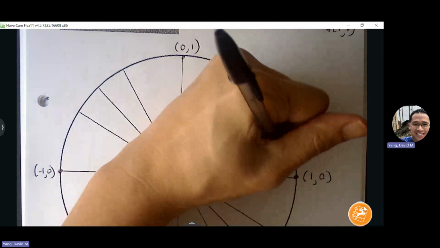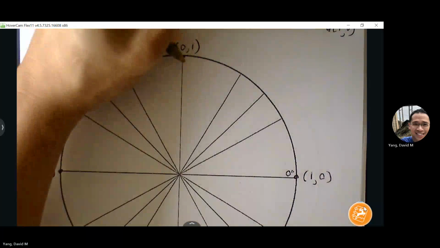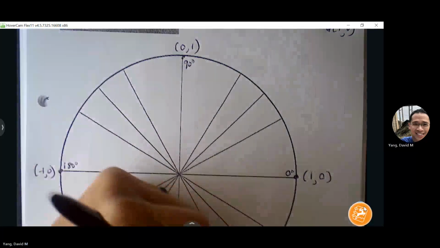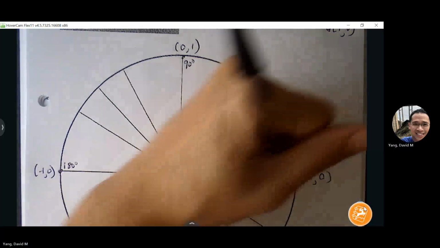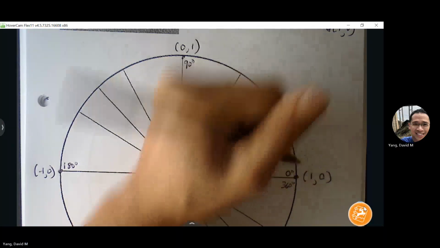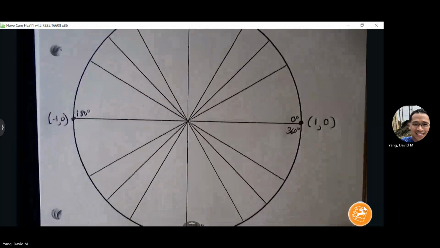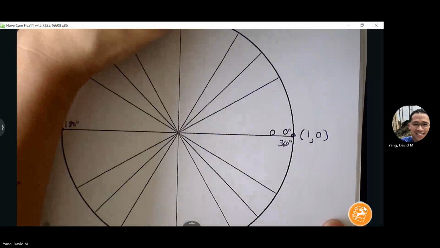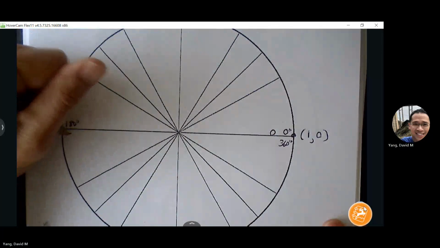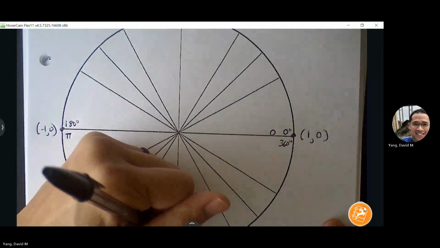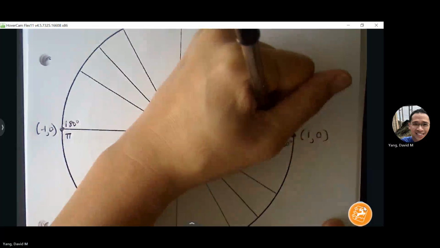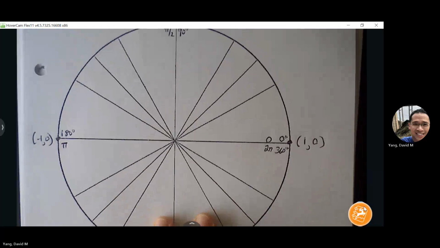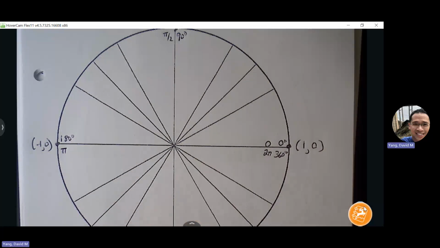Okay, in terms of degrees here, this is 0 degrees, 90 degrees, 180, 270, and then 360. In terms of radians, 0, pi/2, pi, 3 pi over 2 and 2 pi. And 2 pi and 0 are sharing the same values.